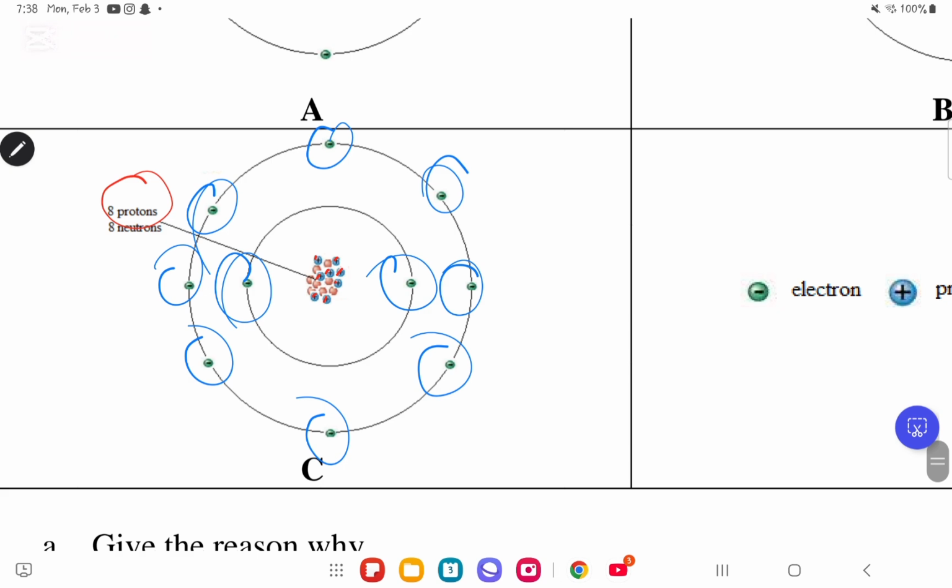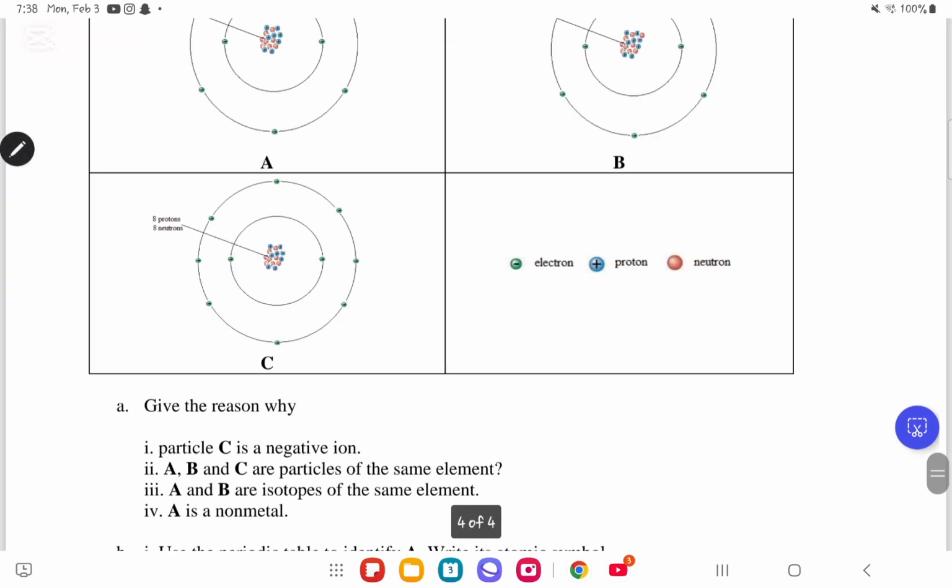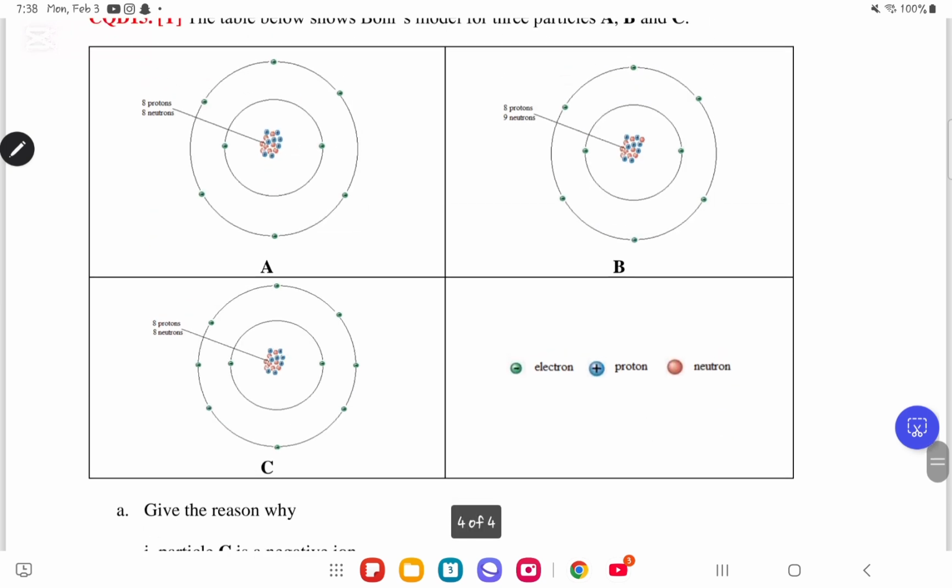Definitely, because there are more negative than positive charges, it's going to be a negative ion. Now, A, B, and C, are they particles of the same element? Definitely, yes, they are particles of the same element. Why? Because they have the same atomic number, which is the same number of protons.